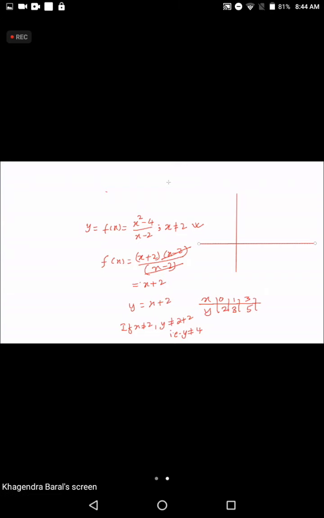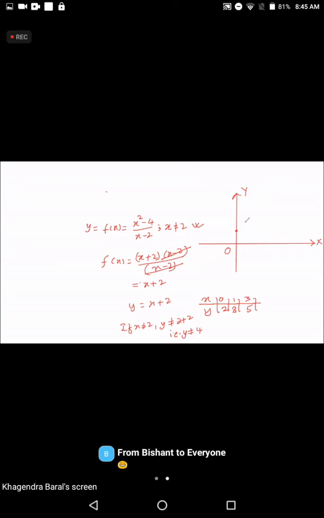Okay. Let me draw the graph of this function. It passes through 0, 2. Then 1, 3. There is no point 2, 4.